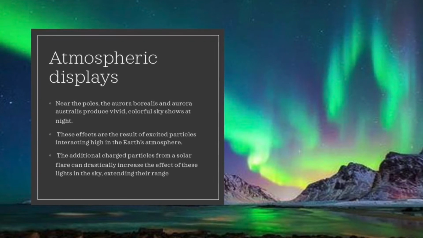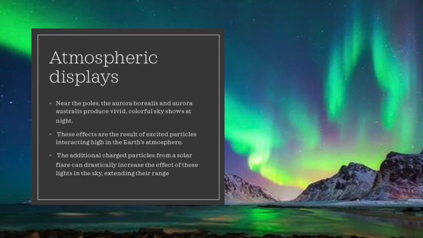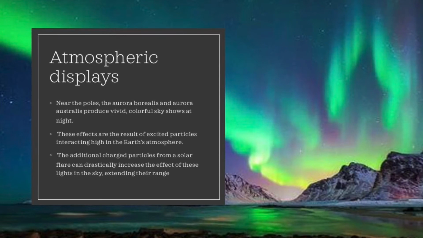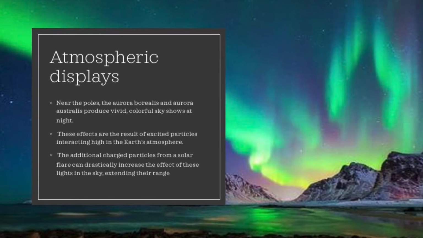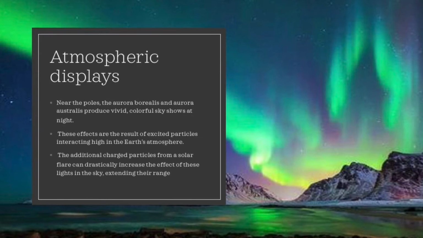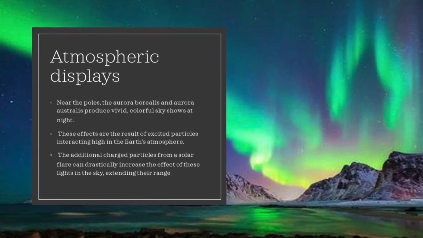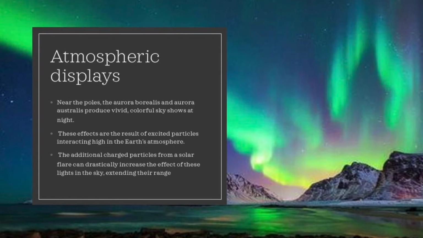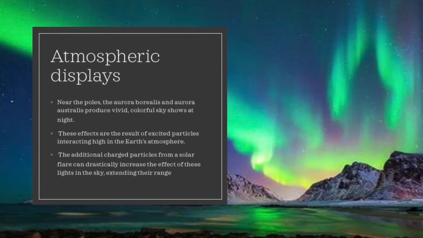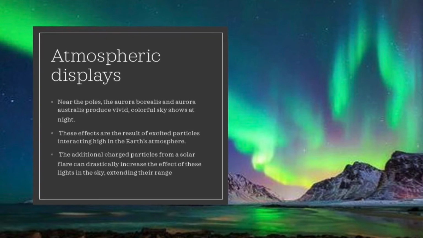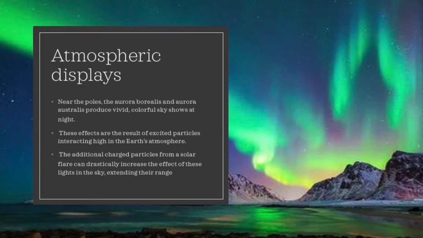When these particles interact with the upper atmosphere, they excite molecules in the air, and when these molecules come back down to their unexcited state, they release visible light. So when a powerful solar flare event sends a high amount of charged particles into the upper atmosphere, the aurora, which is normally visible in higher latitudes, extends further south and is more active and more intense.